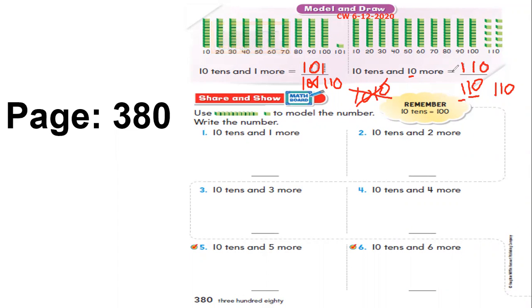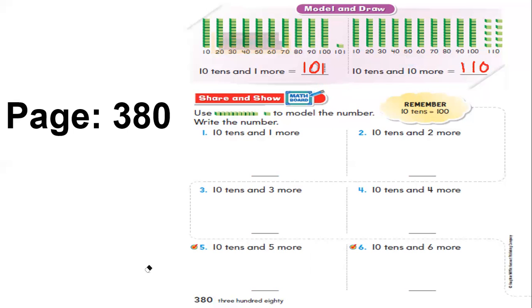Don't get confused. And now if I have here 10 tens and 20 more, what are you going to do? 20 more. Yes, that will become 120. So this is how the number changes. When we start solving the questions, we are going to understand it. For now, it is 110. No need to write all this. This is just for the explanation.